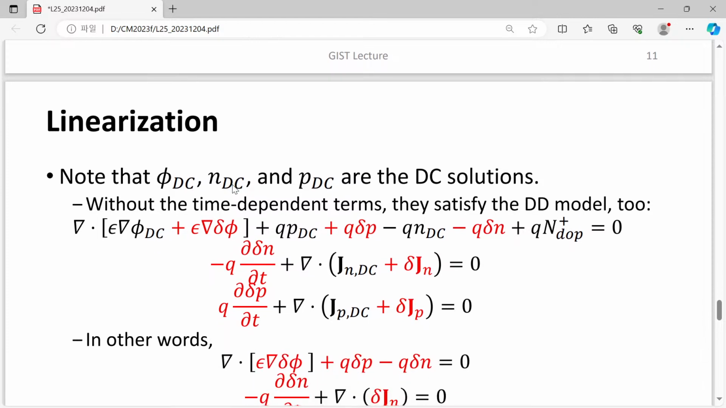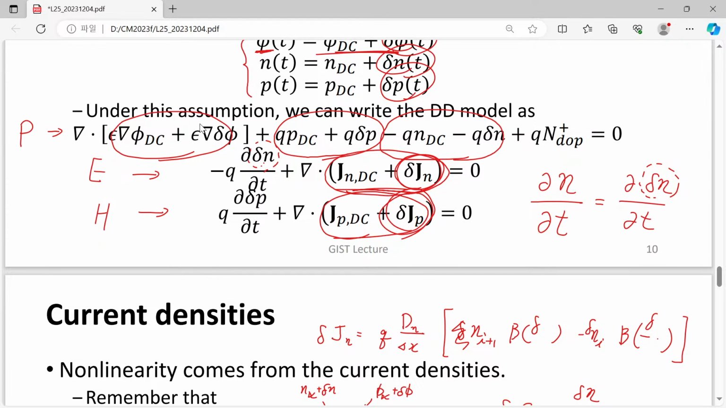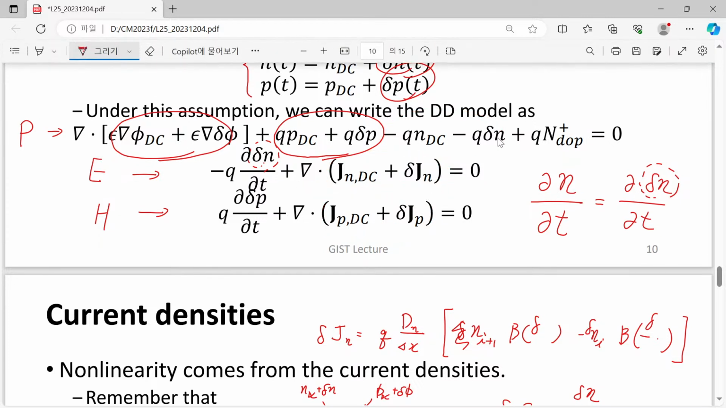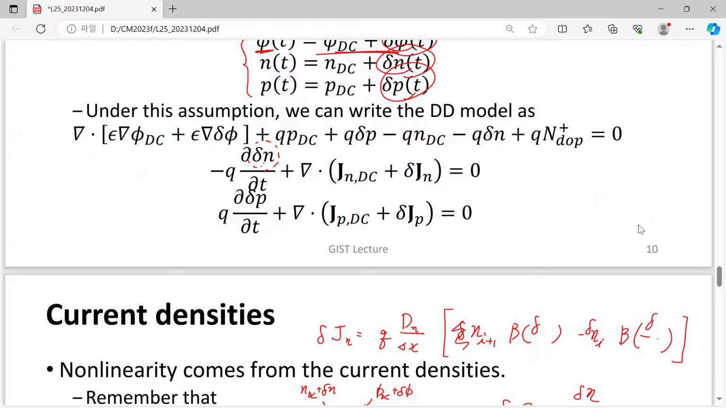Now let's come back to our previous discussion. Anyhow, now you understand the form of delta Jn and delta Jp. Now this is the equation. These are the equations you must solve when you consider the case including small signal voltage excitation. But your observation now goes in this way.